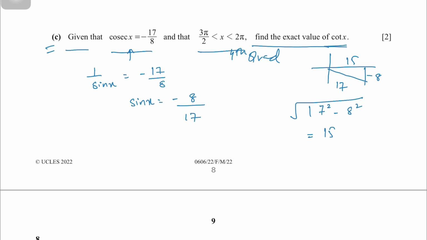Now this needs the exact value of cot x. Cot x can be written as cos x over sin x. Our cos x is basically 15 over 17, and our sin x is negative 8 over 17. The 17 and 17 is cancelled out. We get our answer as negative 15 over 8 basically.